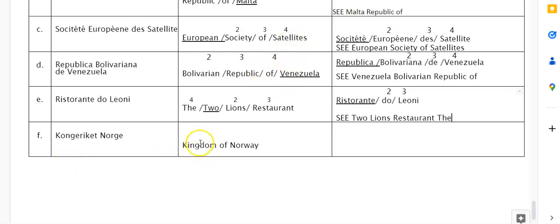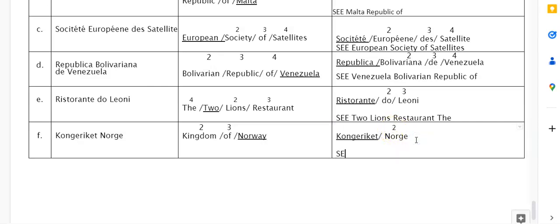Okay, for the final example, we have the Kingdom of Norway. So I can separate these. The actual name is Norway, which is going to be our key unit. Kingdom is unit 2, of is unit 3. For my cross-reference for this, I'm going to index that as written. So here's my key unit. Here's unit 2. And finally, my C notation is C, Norway, Kingdom of.